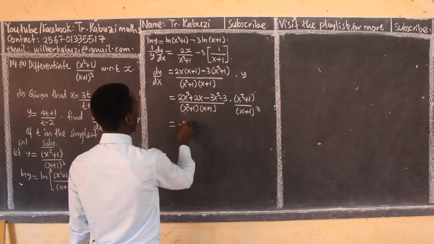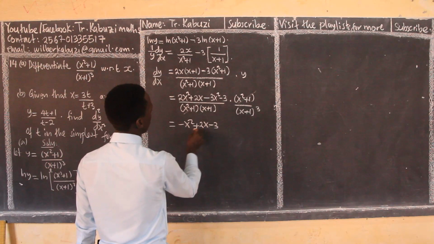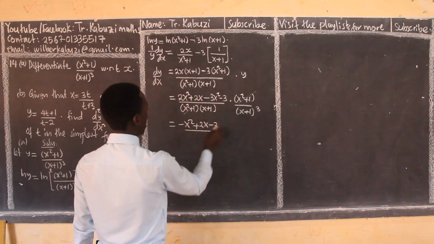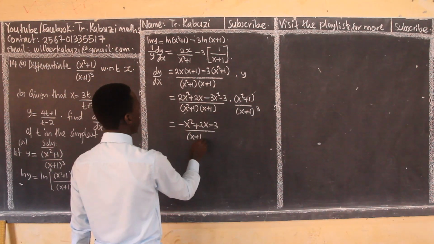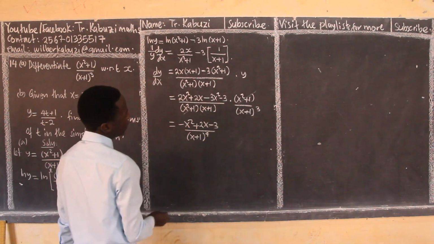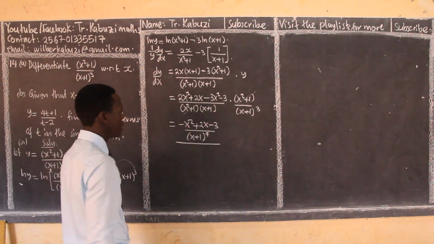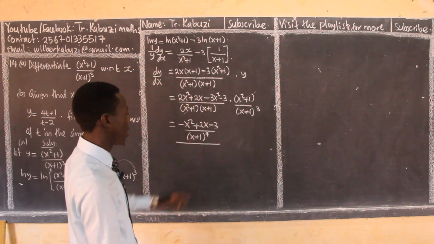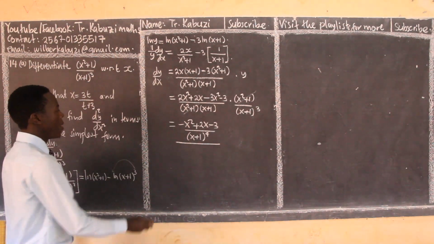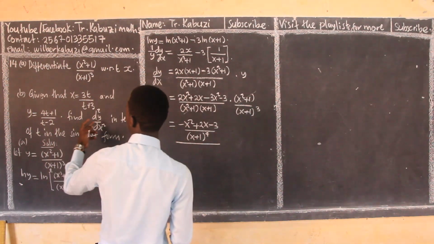This minus this, you get minus x squared plus 2x minus 3 over. These two can multiply, we have x plus 1. This, add the powers to get x power 4. So that's how I can differentiate this. You see, this one I can't simplify any further because this will give me an area of roots. When I come to part B, they gave me x, they want dy dx.